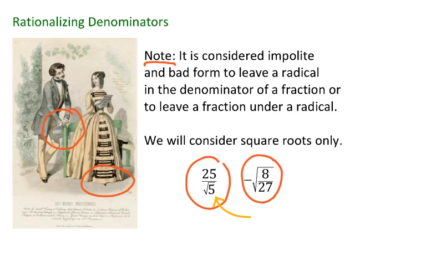And the process of doing so varies a little bit depending on whether there is one term or two in the denominator. In this video, we're only going to look at one term in the denominator. In another video, there's a lesson about what if there's two terms in the denominator. And for our purposes today, the only radicals we're going to look at are square roots.